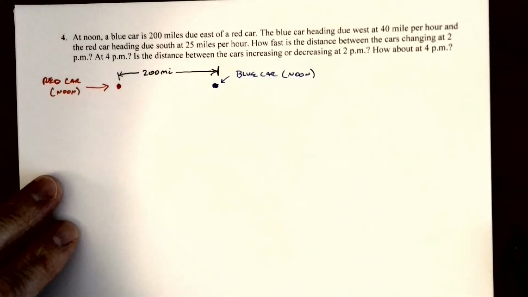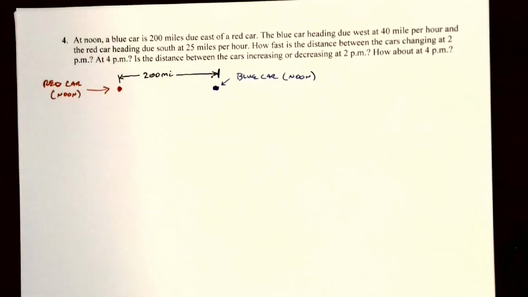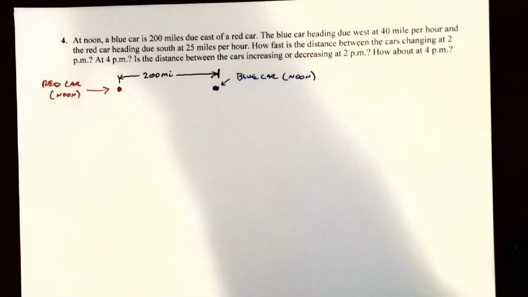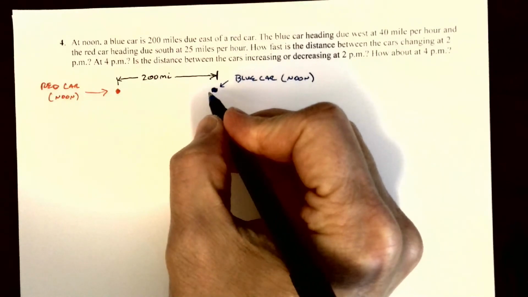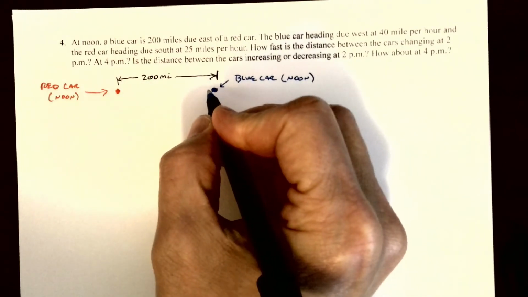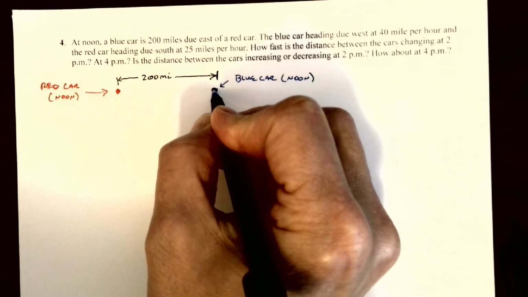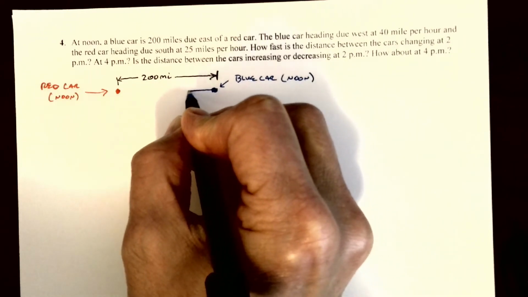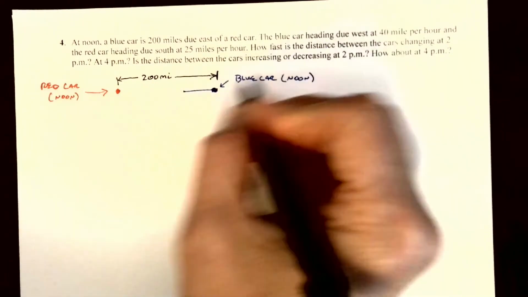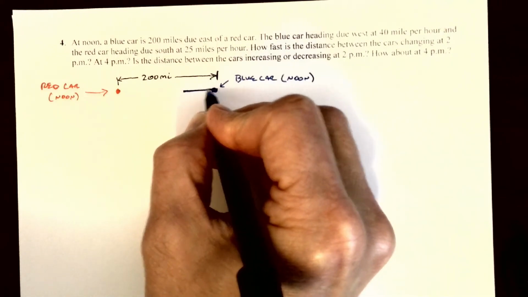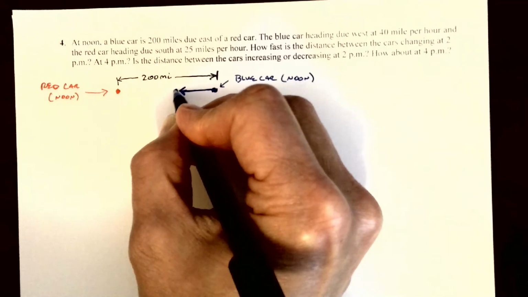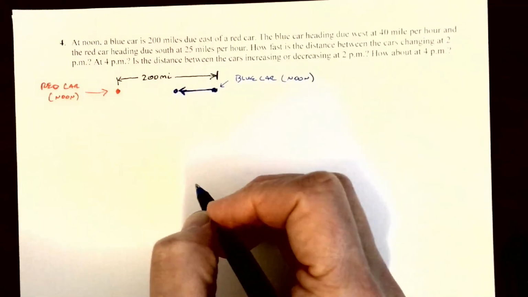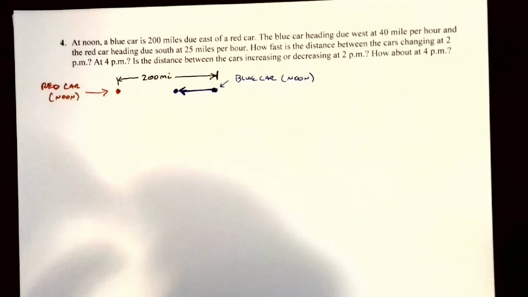The blue car is heading due west at 40 miles per hour, and the red car is heading due south at 25 miles per hour. So let's think about this. After a short bit of time, during the first hour or two, the blue car will have traveled a certain distance. It's moving due west, so it's heading right towards where the red car was at noon. So after some amount of time, the blue car is now at this location.